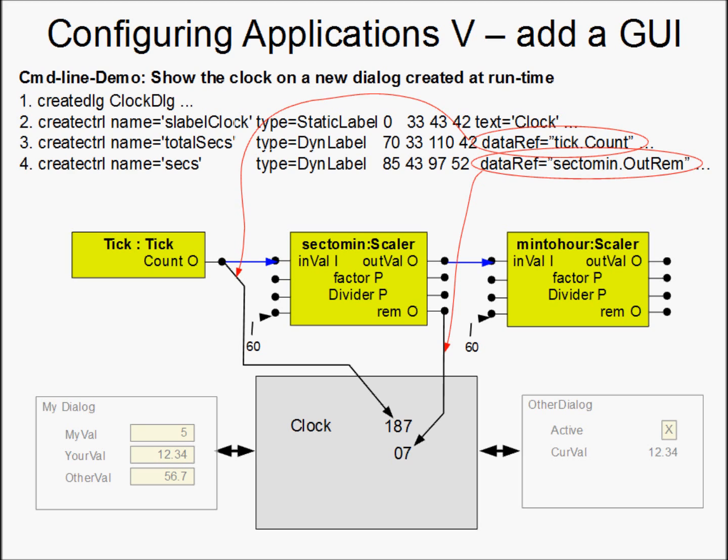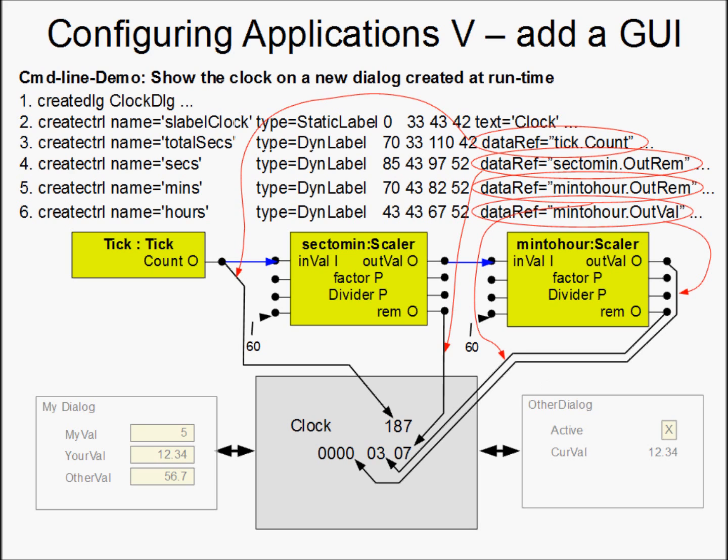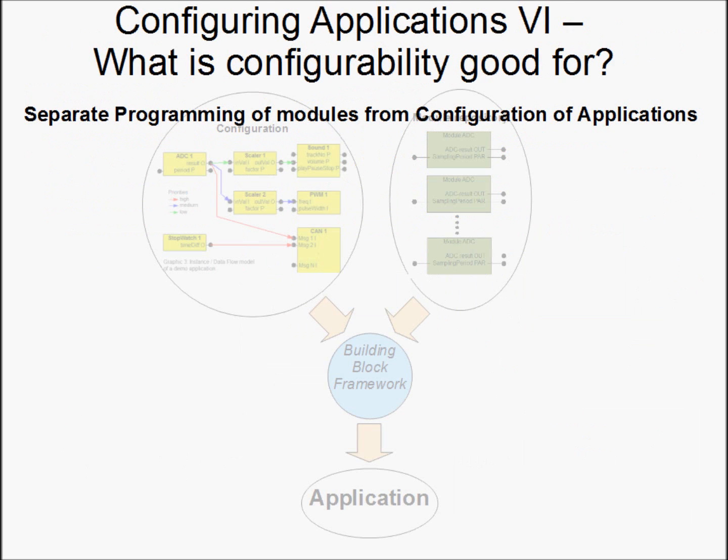I add another dynamic label for the seconds, and another one for the minutes, and one for the total number of hours. That's it. Okay, I've been trying to provide you with a quick round trip through various steps and combinations of techniques. But what is its use for real-world software projects?